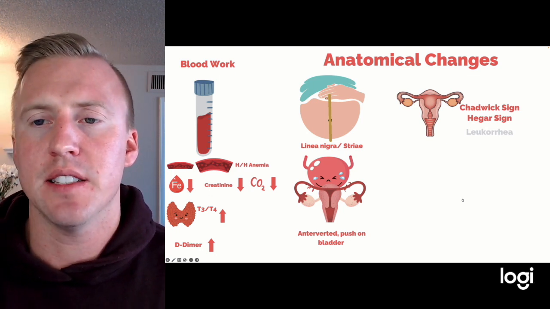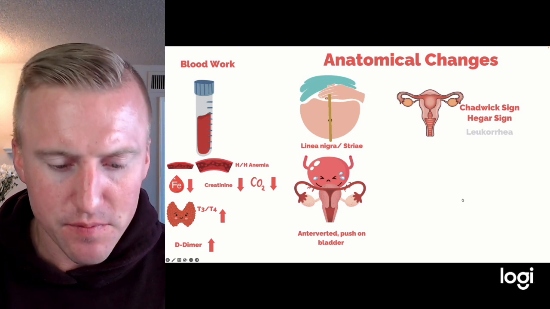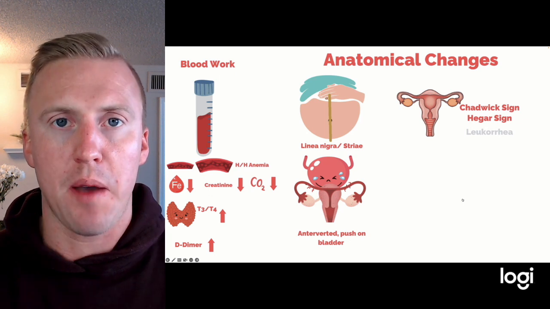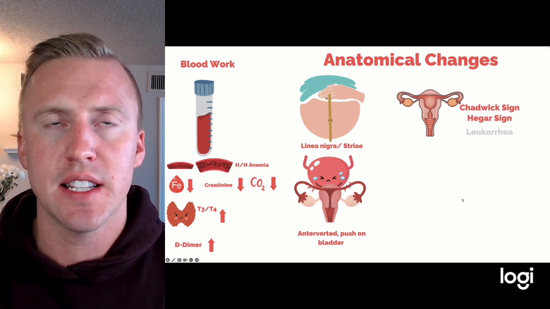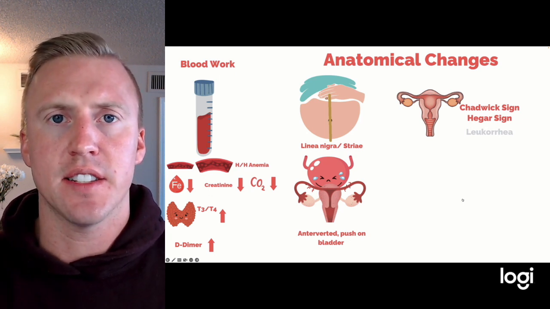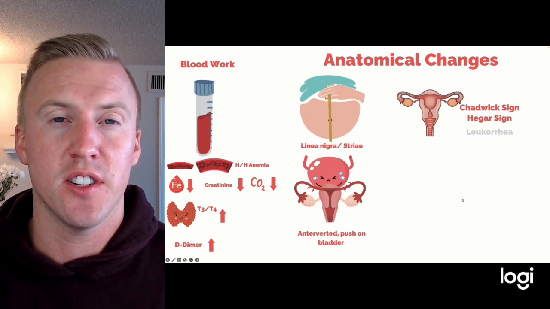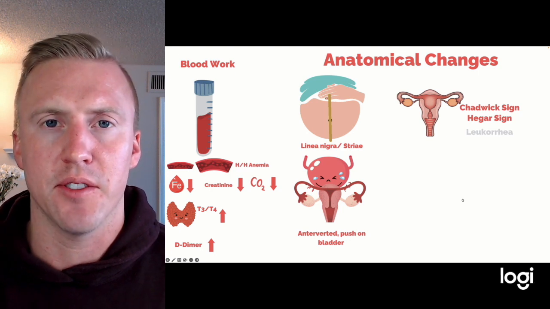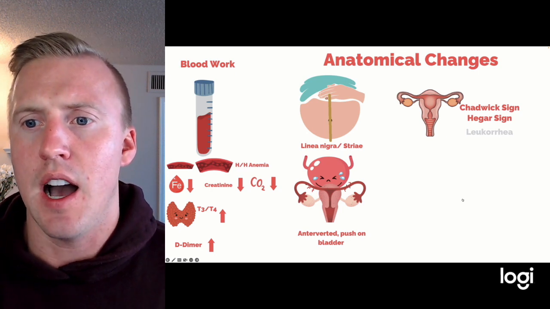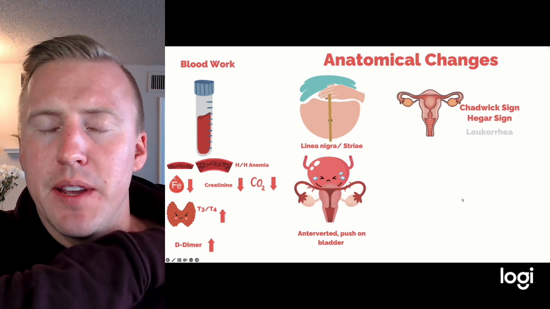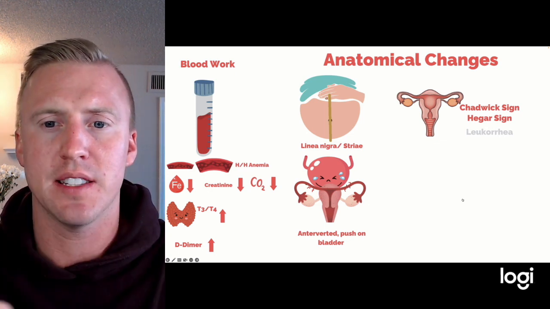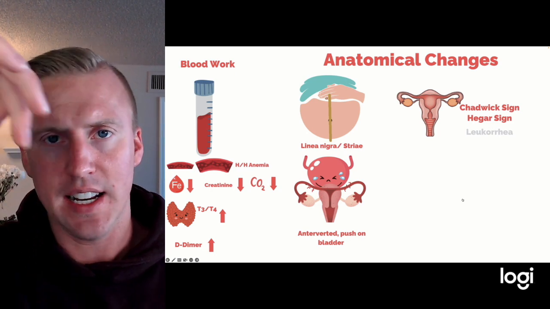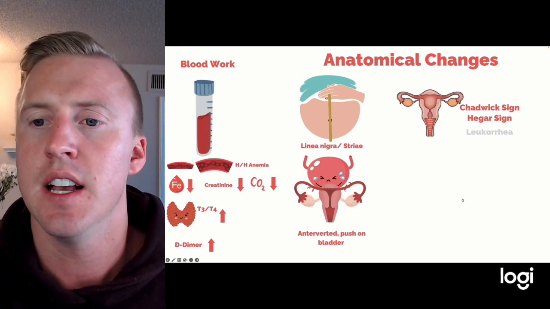Some other signs we can see, Chadwick's sign is going to be that blue hue that we can see sometimes on the cervix and other areas, just because of the increased vascularity that we see from those huge progesterone and estrogen levels getting into the endometrium. The Hegar sign is something we can see, which is going to be a softening of the isthmus. Remember, the isthmus is that narrower portion of the uterus leading into the cervix.